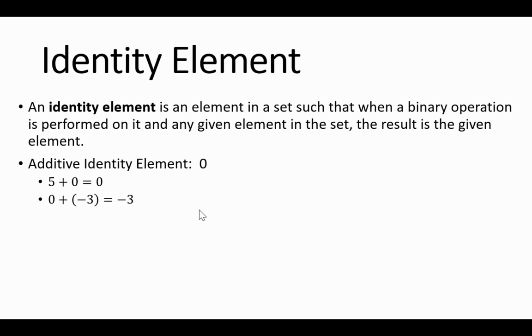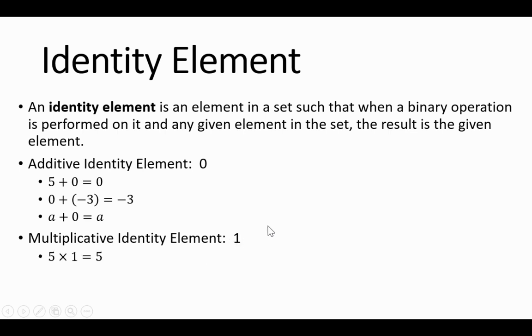There it is. 0 plus -3. What does that give us? -3. Okay, so obviously, yeah, that's a problem. A plus 0 is? A. Very good, very good. The multiplicative identity element is 1. Let's go. 5 times 1 is?